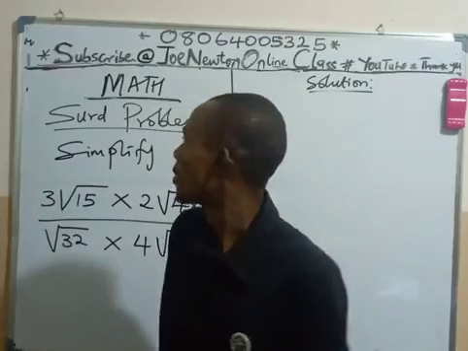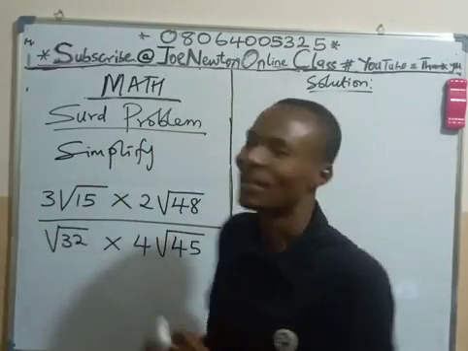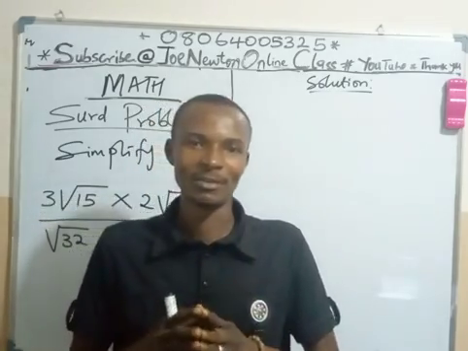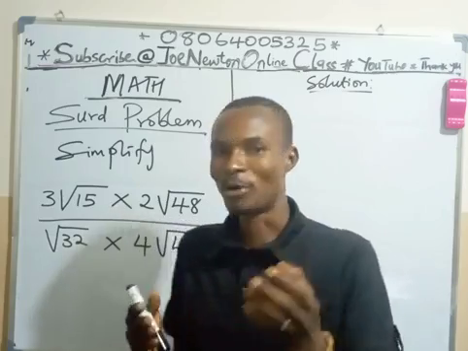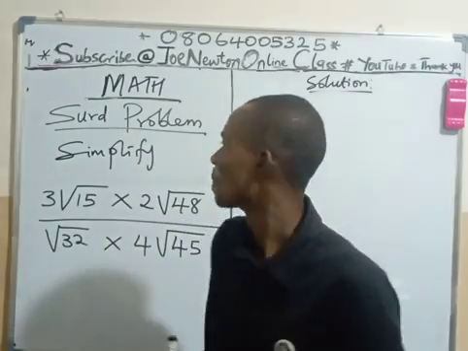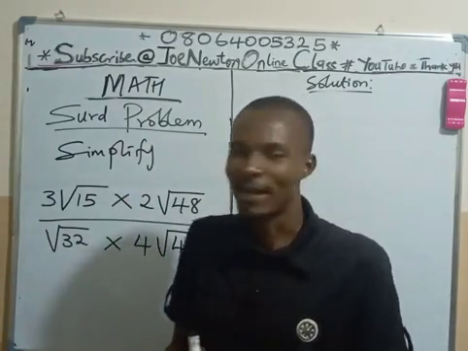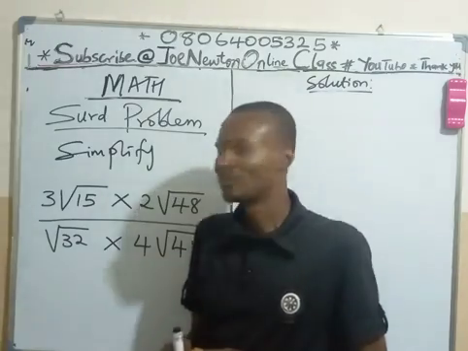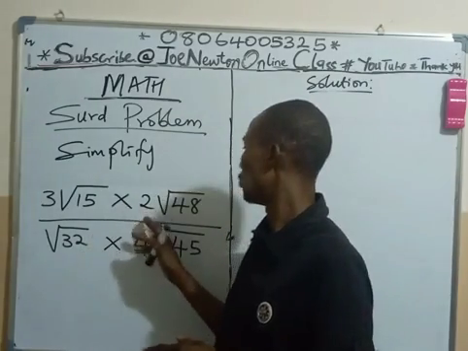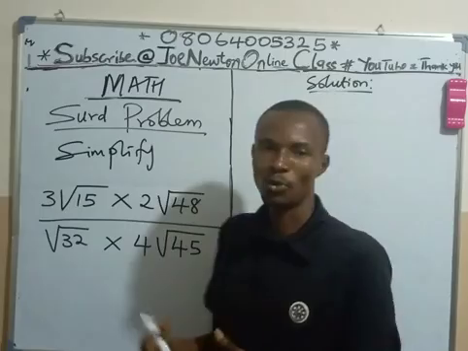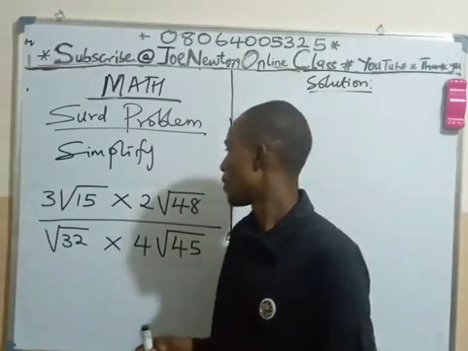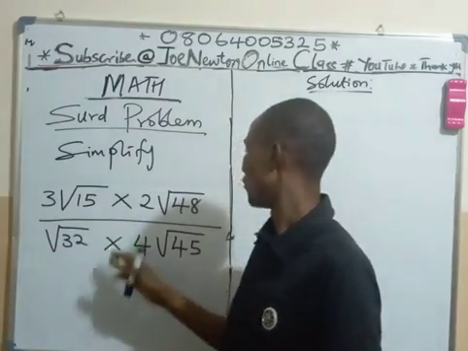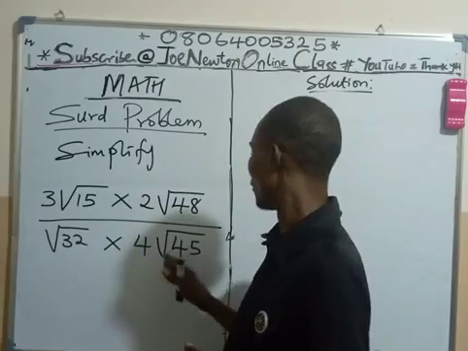Okay, what we have here is a task from surds. Now I call it a surd problem or even a challenge. We are asked to simplify 3 root 15 times 2 root 48, or 2 root 48, all over root 32 times 4 root 45.